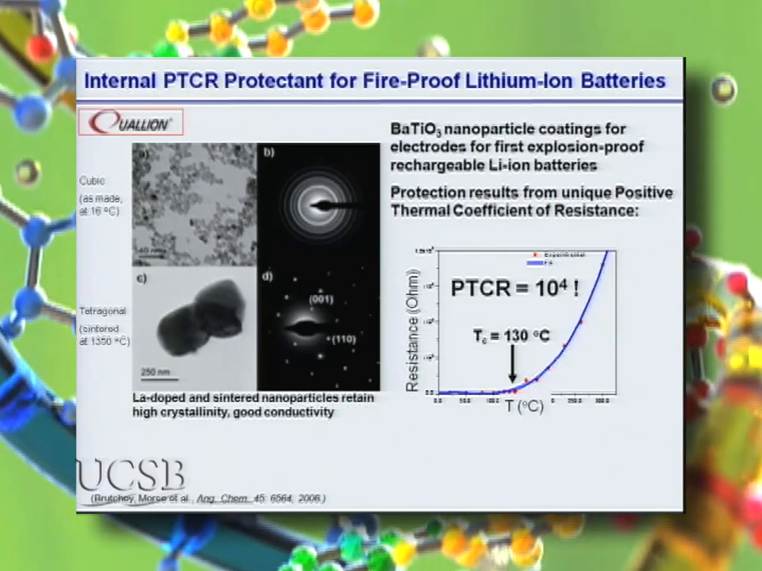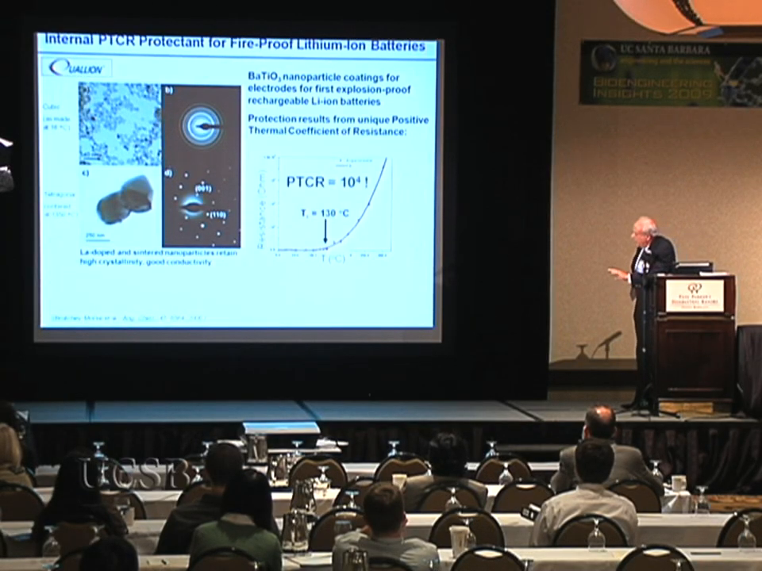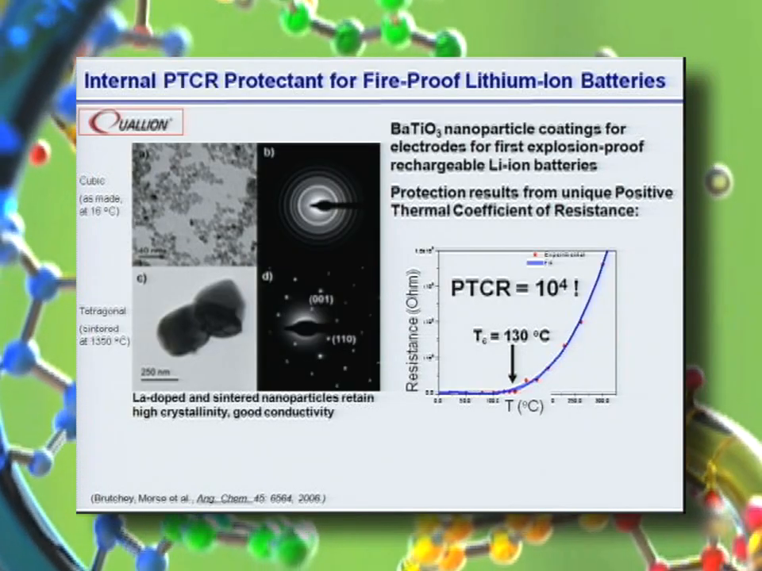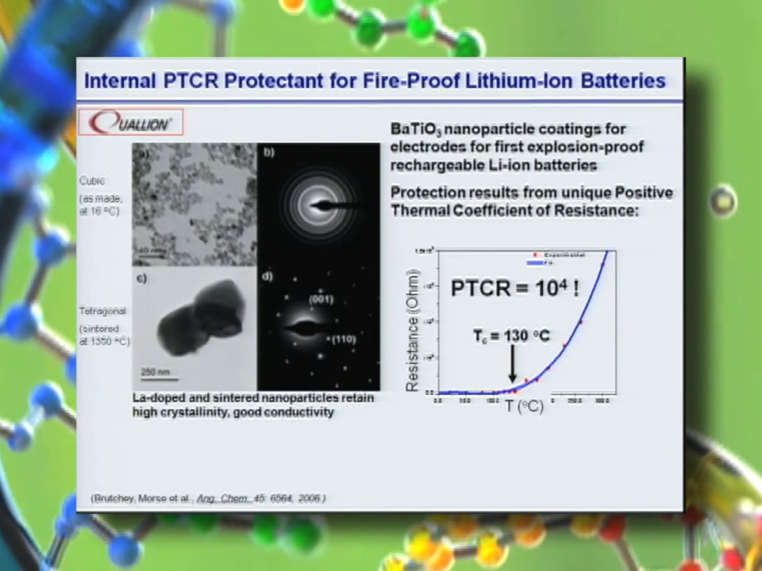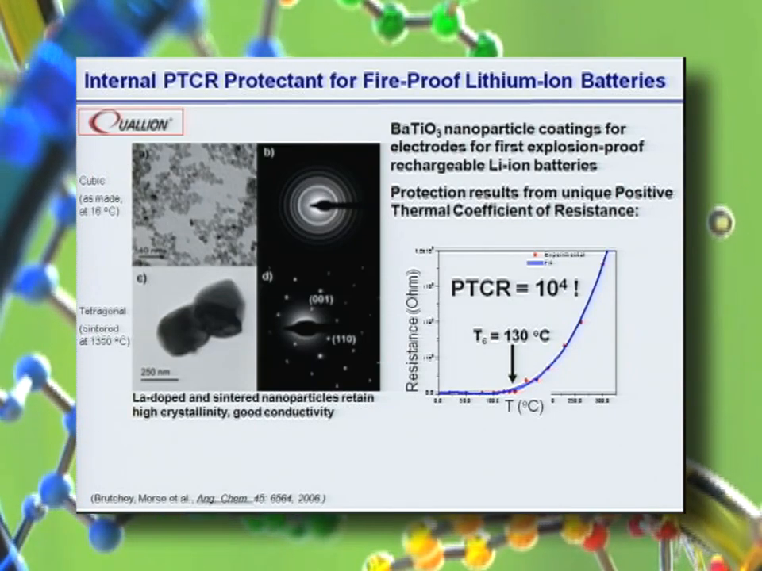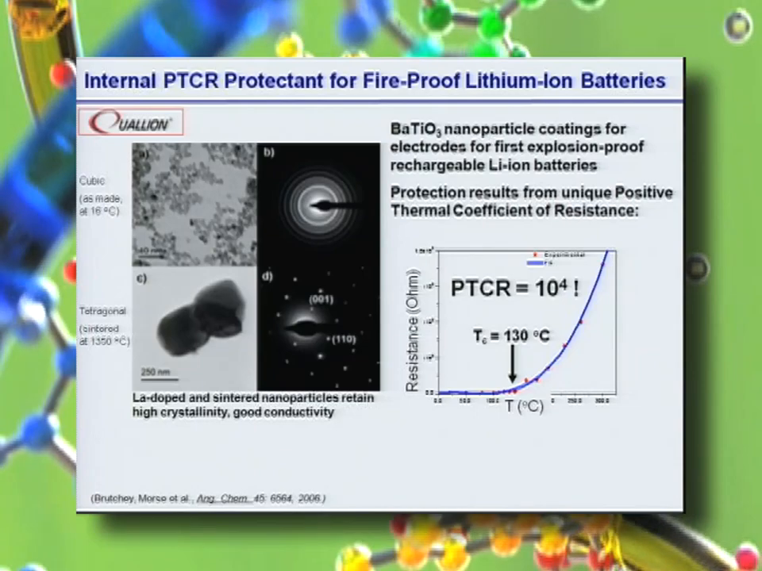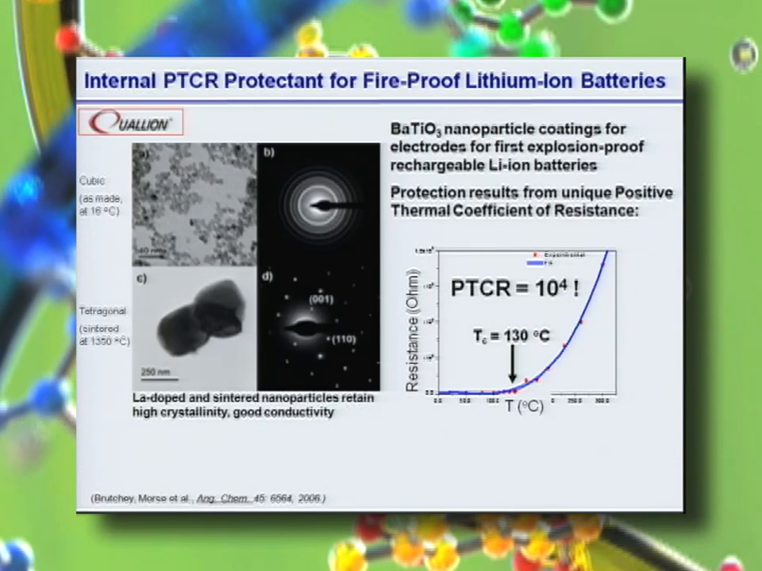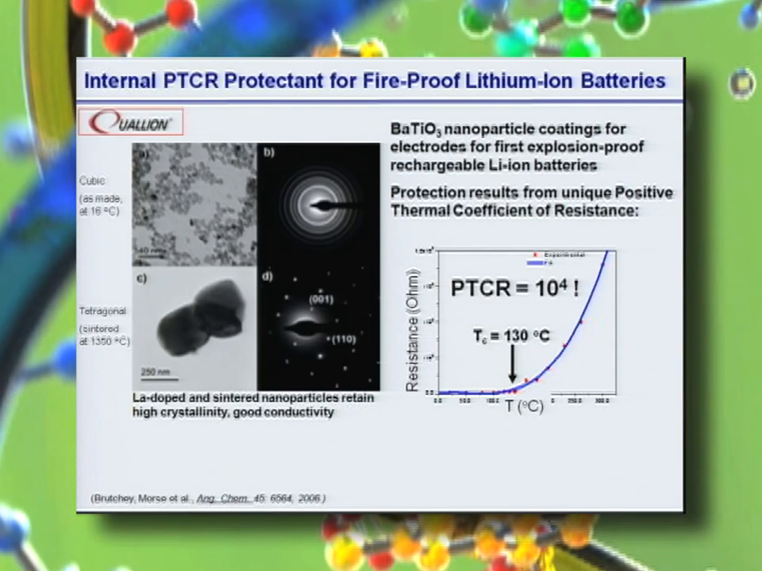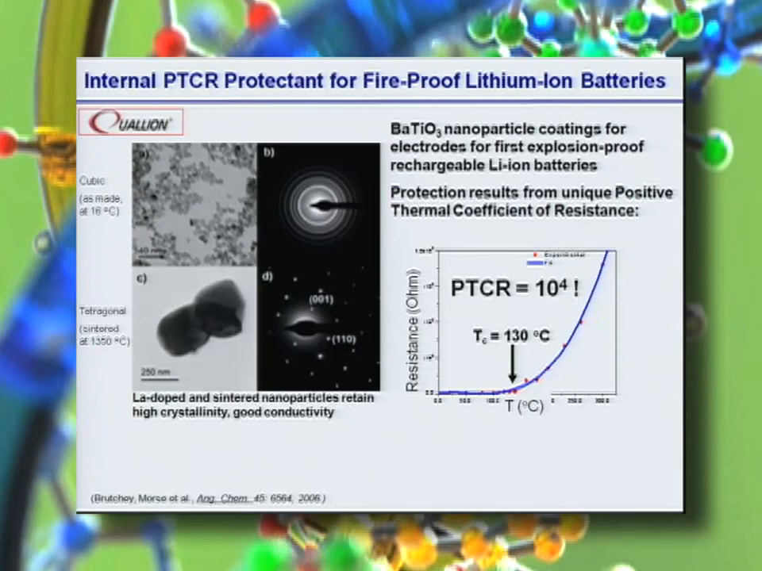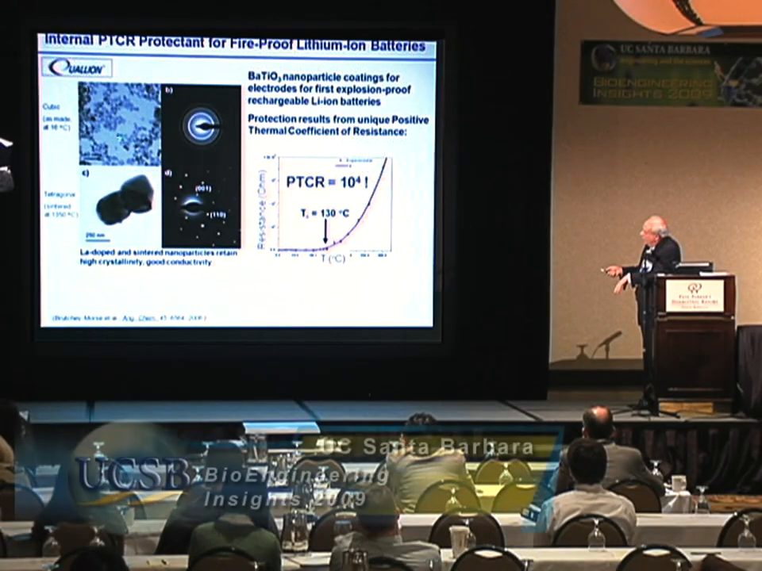Okay, then we're also using the ability to produce nanoparticles of barium titanate to make an internal protectant to make fireproof and explosion-proof lithium-ion batteries. When you dope the barium titanate and then sinter it, you make a fine-grained nanocrystalline ceramic. It is, in fact, the finest-grained nanocrystalline ceramic of this material yet obtained, and that's because we started with such small nanoparticles to begin with.